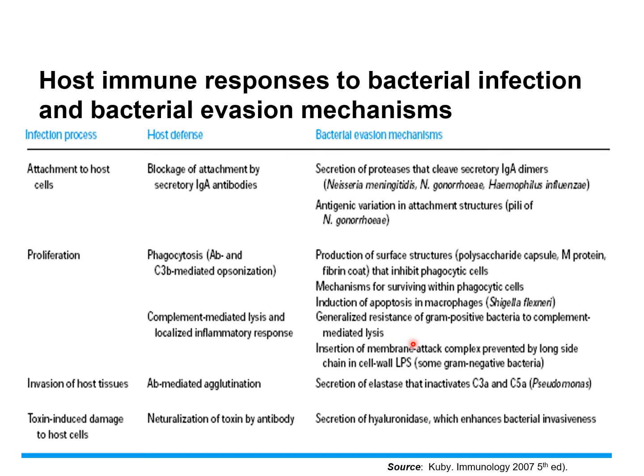For complement activation, some gram-positive organisms can actually resist complement-mediated lysis, and they can prevent insertion of the membrane attack complex by the long chain of lipopolysaccharide in the cell wall, which is present in some gram-negative bacteria. For invasion of host tissues, there may be direct agglutination by certain antibodies. However, certain enzymes present in some bacteria, for example Pseudomonas, can inactivate certain complements.